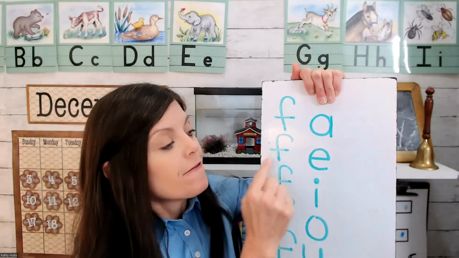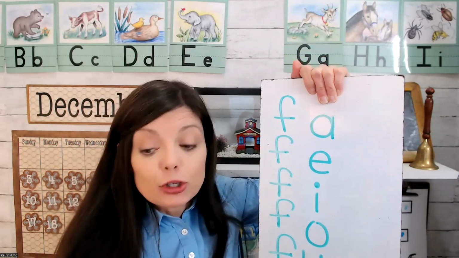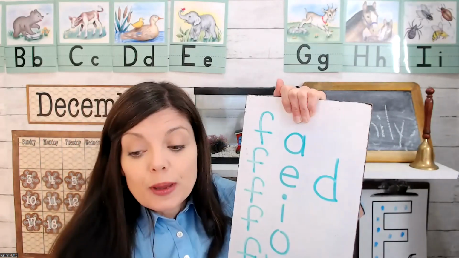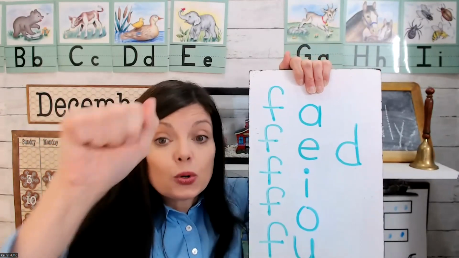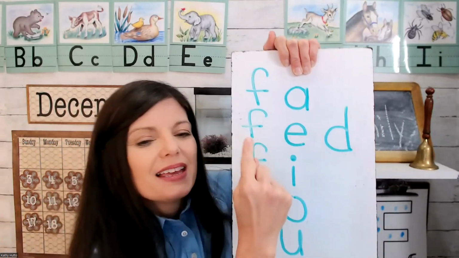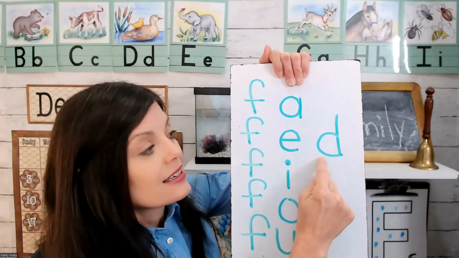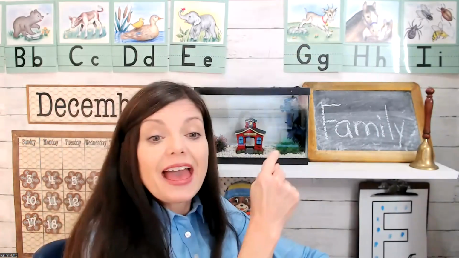Let's do the next one. Fe, fe. Let's put a letter D at the end. We learned about letter D last week. Do you remember what letter D sounds like? It sounds like knocking on the door. D, d, d, d, d. Go back to the starting line. Fed, fed, fed. We fed Fred.